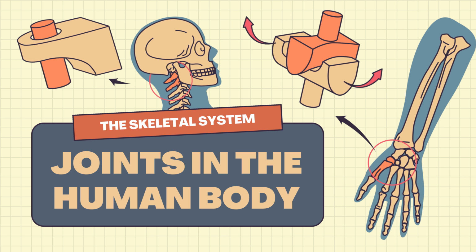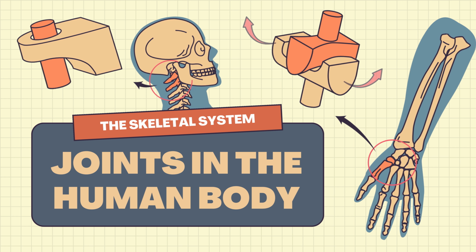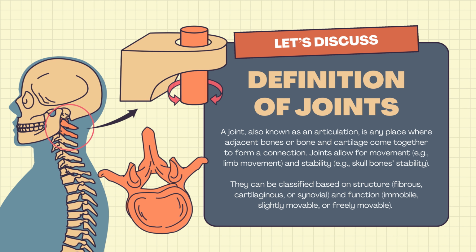Today, we're diving into one of the most fascinating parts of our anatomy, joints. These incredible structures allow us to move, bend, and twist in ways that make the human body so unique. Whether it's a simple bend of your elbow or the complex movements of your knees, joints are at the heart of our mobility. So, let's take a closer look at how they work and why they're so essential for everyday movement. Let's get started. So what is a joint?